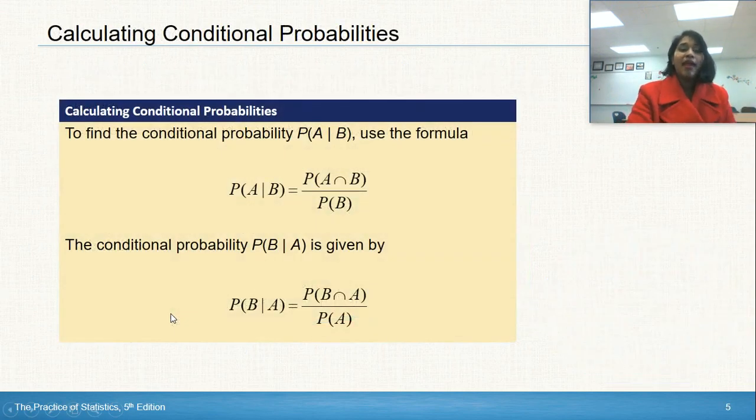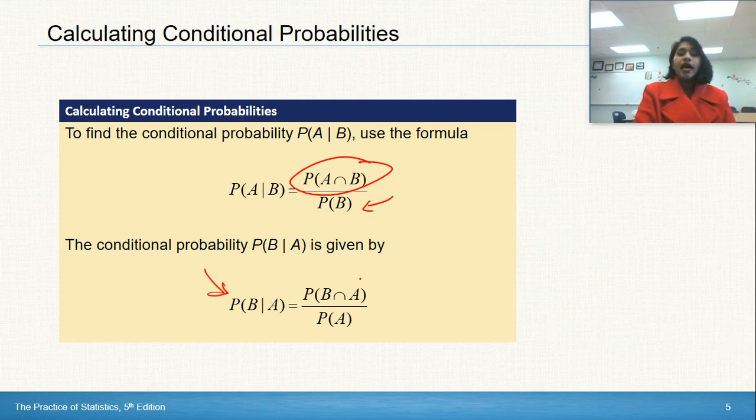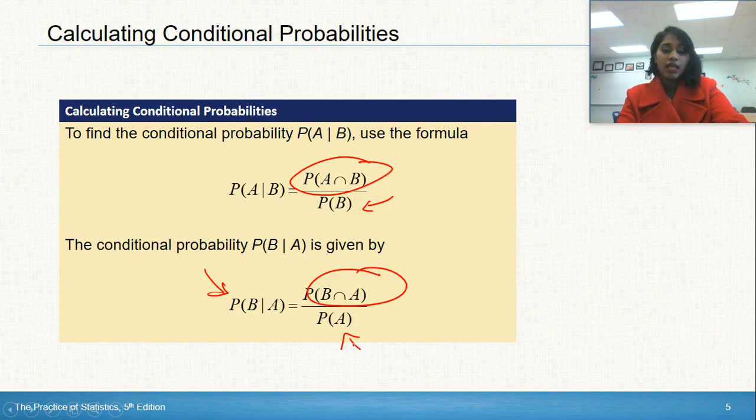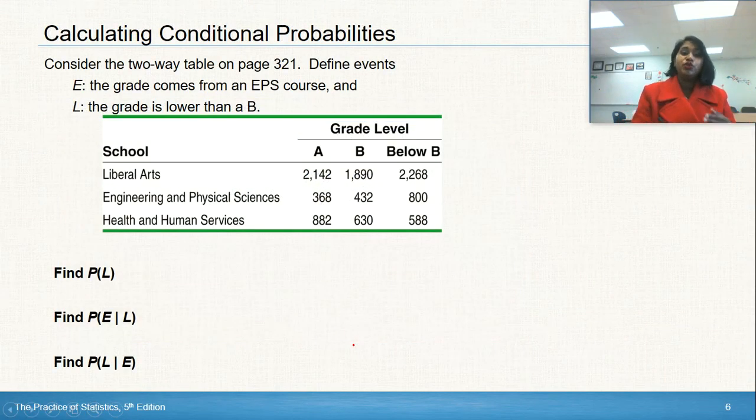Okay, so here's the math behind it. To find the probability of A having occurred because B has already occurred, or A given that B has occurred, you take the probability of the intersection of A and B and divide by the probability of B. To find the other way around, if I want the probability of B given that A has already occurred, I take the probability of the intersection of B and A and divide by the probability of A. That seems kind of chaotic, but let's just dive on in and do a problem for ourselves.